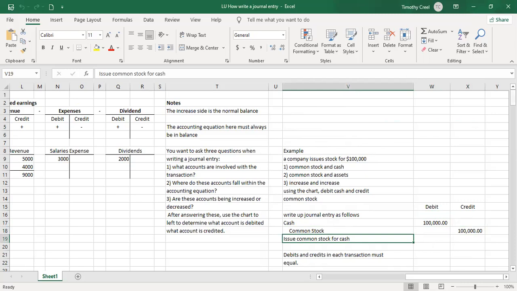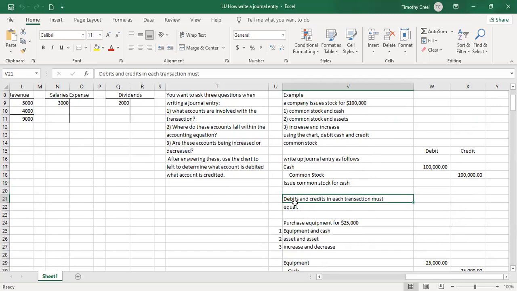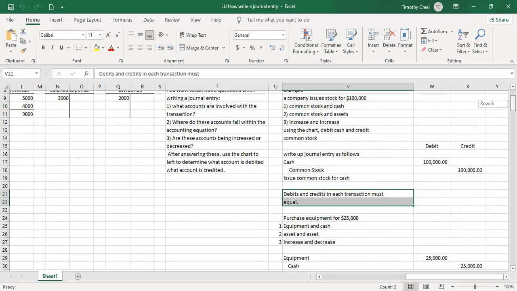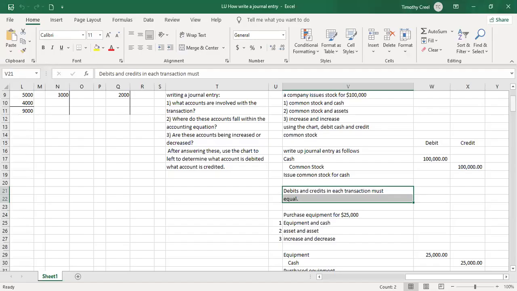Now, another thing to note here is that debits and credits in each transaction must equal. Now, let's look at a few more examples. And these are the same examples that are shown in the book, or not the exact, but very similar examples are shown in the book.